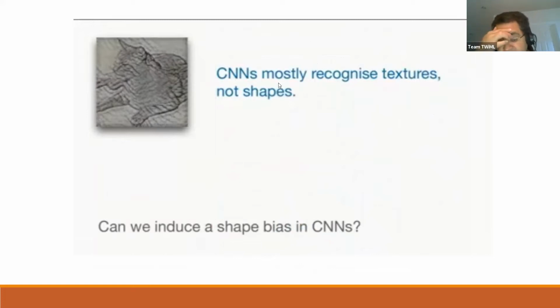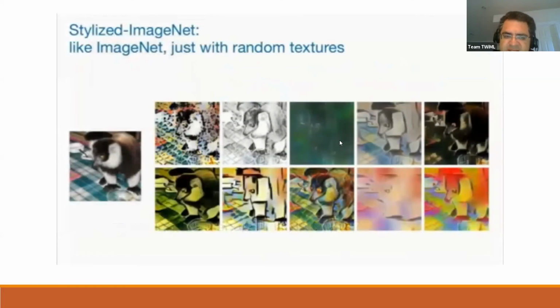Okay, so now the second question is, can we make CNNs give shape a bigger importance, and how would you design that experiment? What would your training set be? So the idea is, I think, a clever idea. There's a new data set they made.